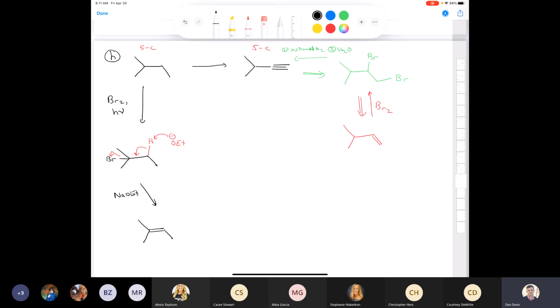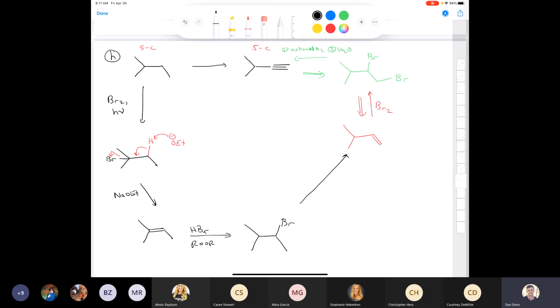Now, what if we were to do an anti-Markovnikov addition of HBr across this? Just give me 1 second here and I'll write it out. Then we're going to end up with this molecule. And hopefully once you get to this point, the question should come more into focus, because hopefully you can see that we can get from here to here with relative ease.